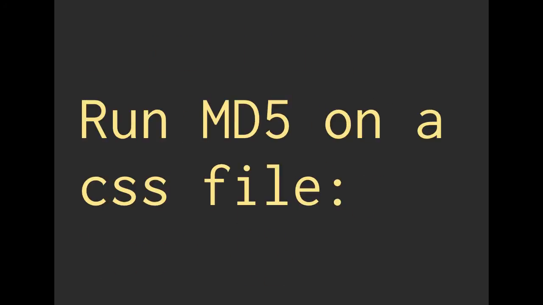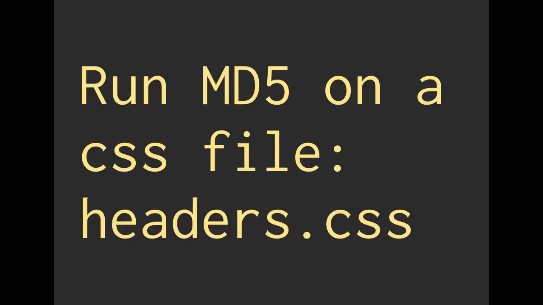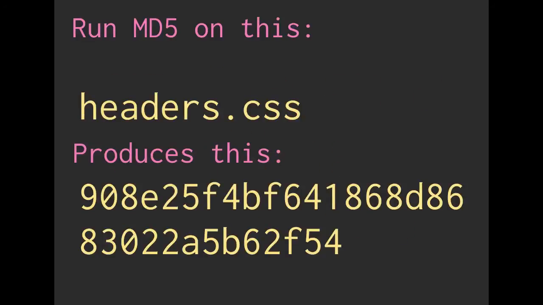If we run MD5 on a CSS file, maybe we run it on headers.css, we are going to get a fingerprint like this, 908E25, whatever. As long as that CSS file doesn't change, whenever we run MD5 on it, it is always going to produce the same fingerprint every single time, guaranteed. Now, if we were to modify the headers file just a little bit, maybe we changed the background color to red, maybe we did some other things, and we saved it to disk, when we run MD5 on it, the fingerprint is going to change. I don't care if you just added one space, if you just added one period, whatever, the MD5 will change.